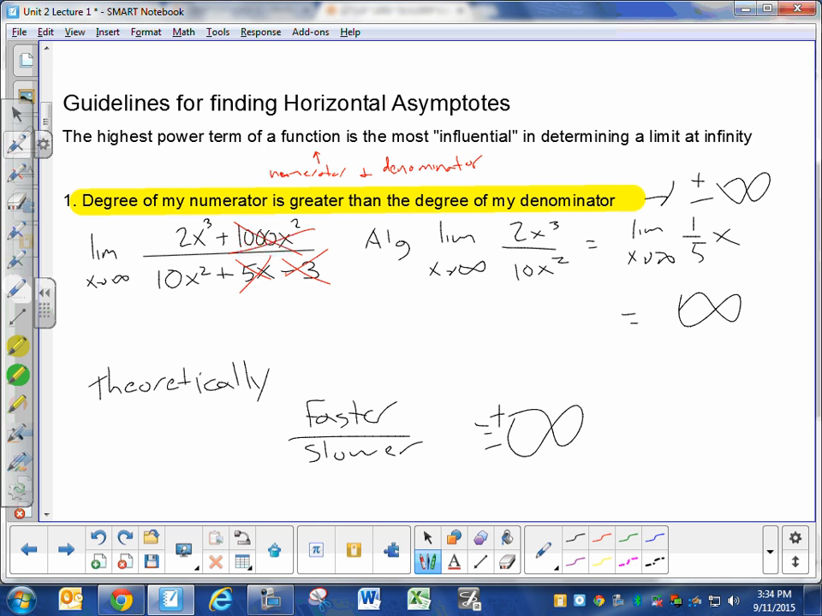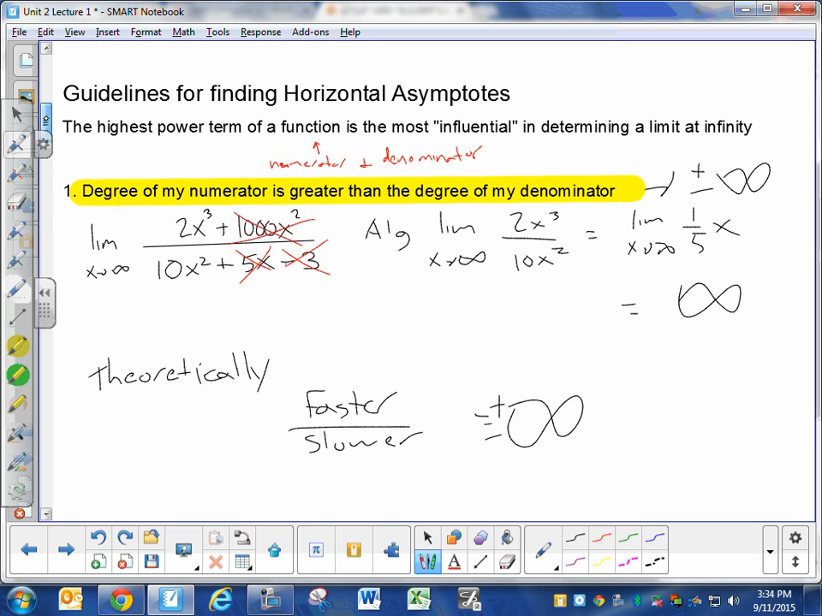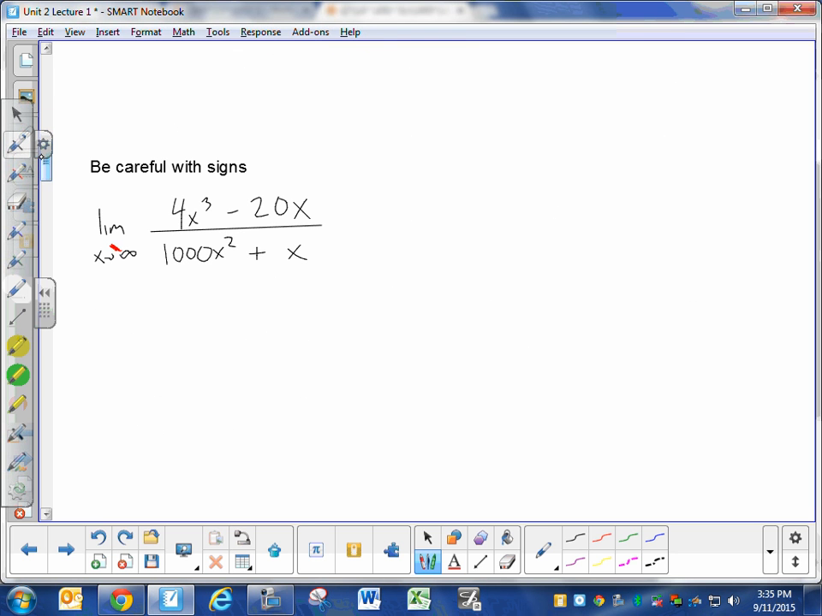Now, signs do matter, positive or negative infinity. Be careful with your signs. Here's the limit as x approaches negative infinity of 4x cubed minus 20x over 1000x squared plus x. Again, when we plug in bigger and bigger numbers, the higher degree term is going to really outweigh the lower degree term. So it's like adding a decimal point with 1,000 zeros followed by a 1 to 1.